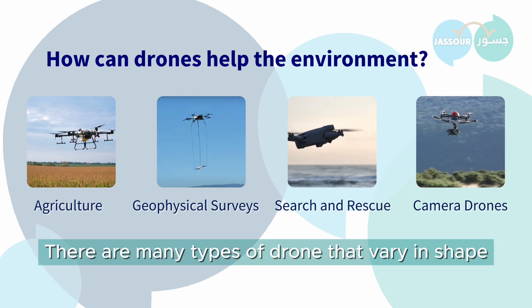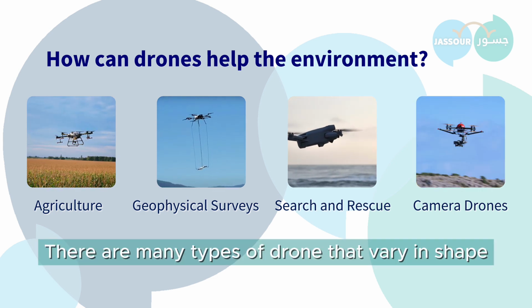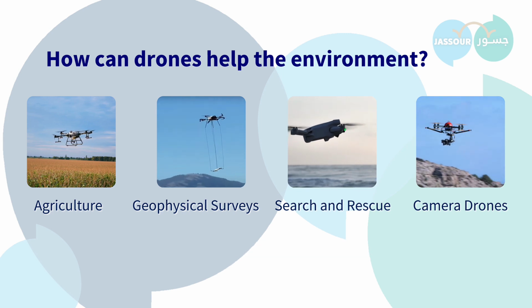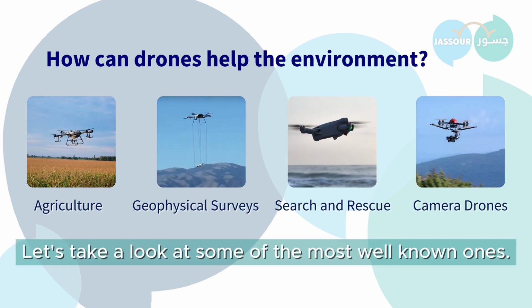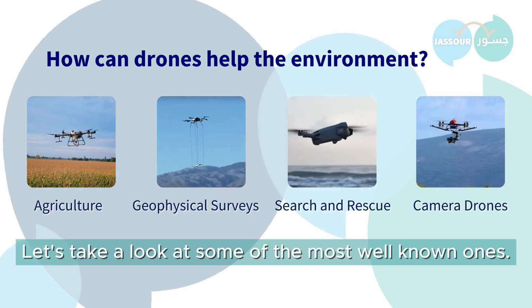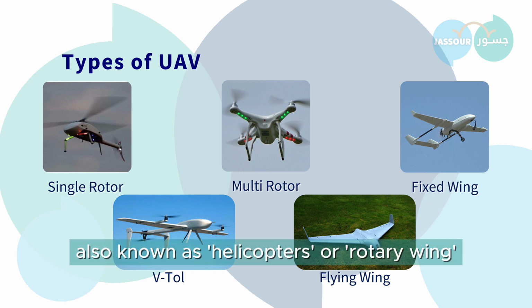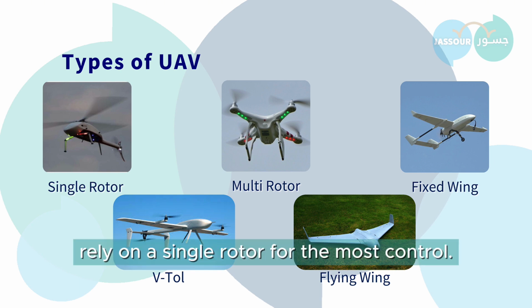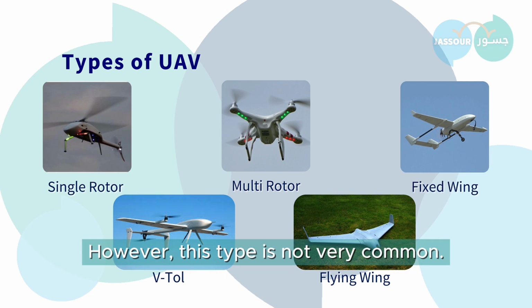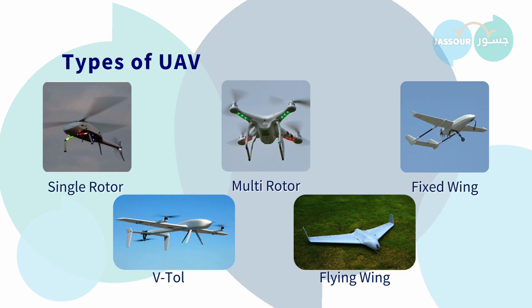There are many types of drones that vary in shape and how they operate. Let's take a look at some of the most well-known ones. Single rotor drones, also known as helicopters or rotary wing, rely on a single rotor for the most control. However, this is a type that is not very common.